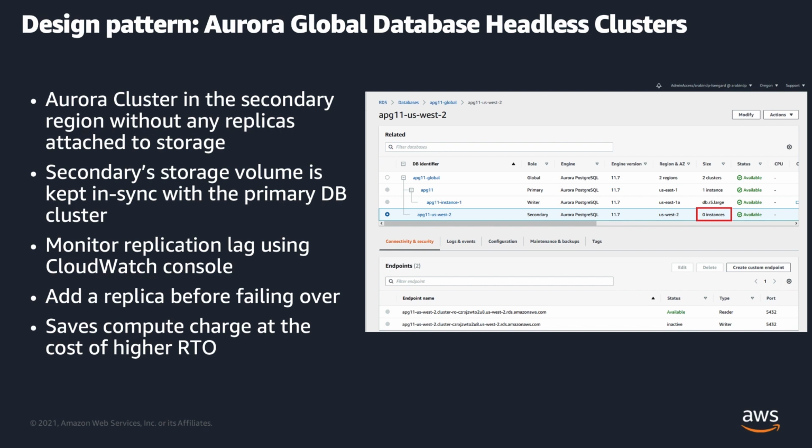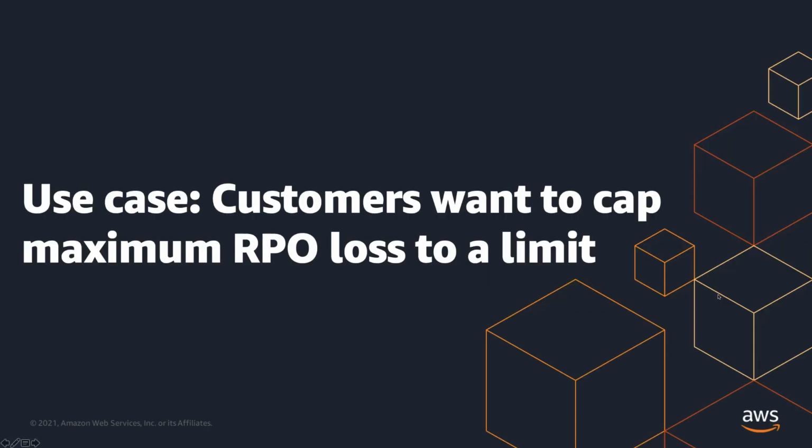We also recommend you to monitor the replication lag in the other region using CloudWatch and then fail over when the lag is at a minimum. Now let's look at the next use case, customers who want to cap the maximum RPO loss to a limit.